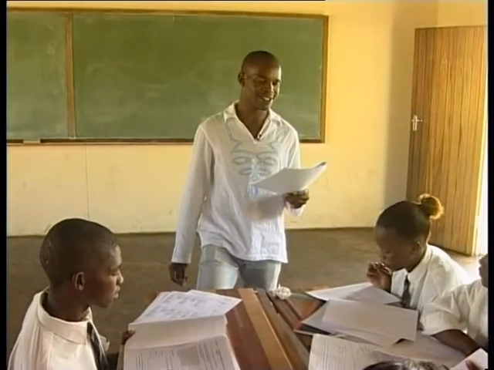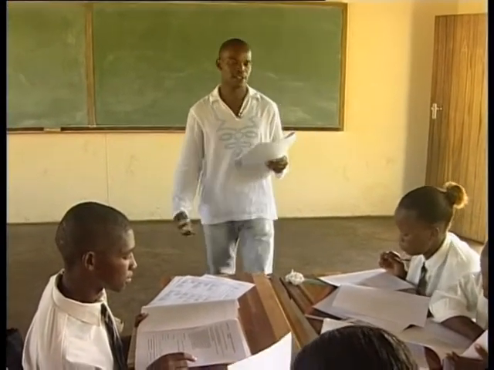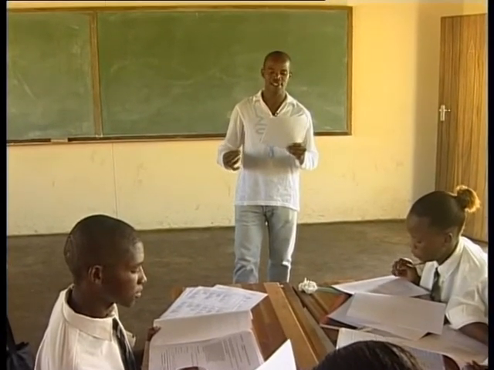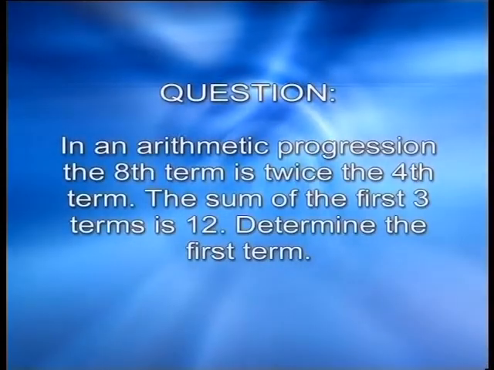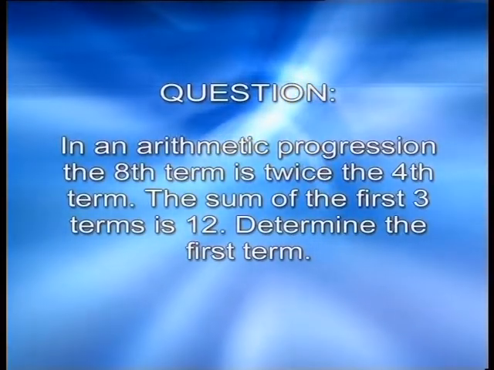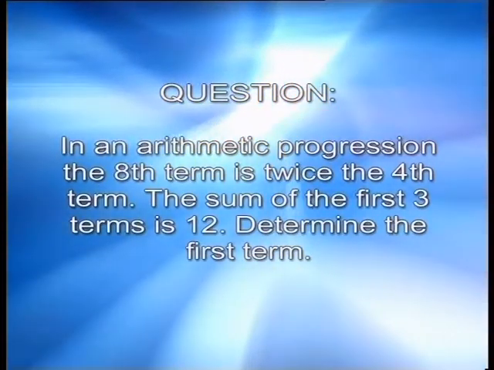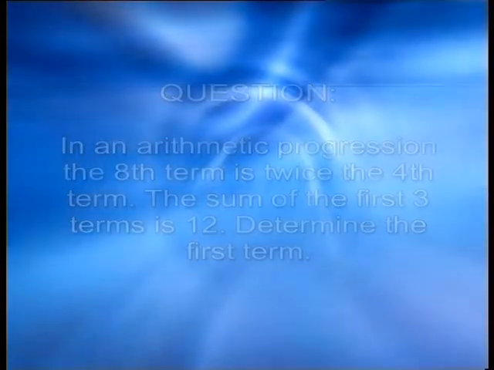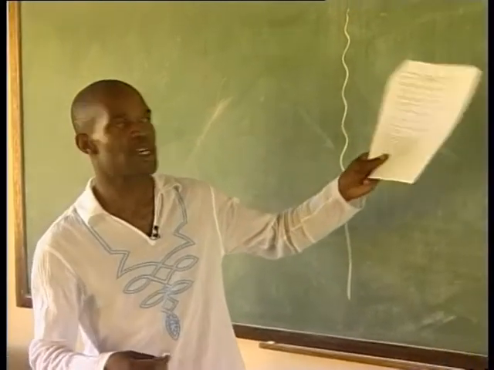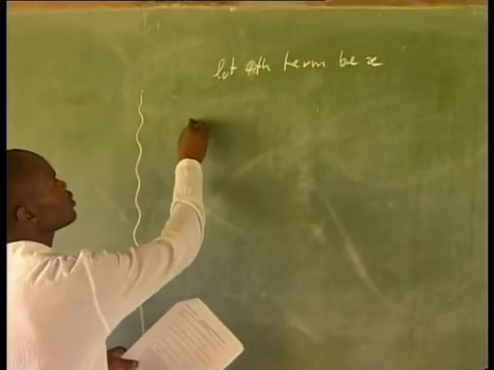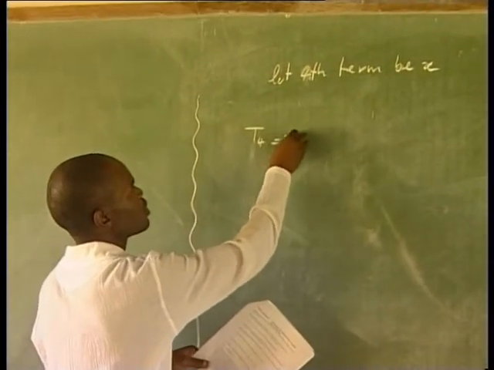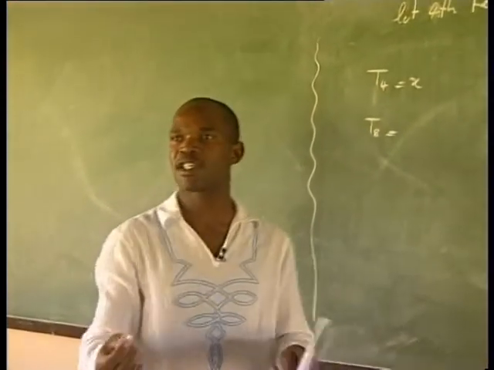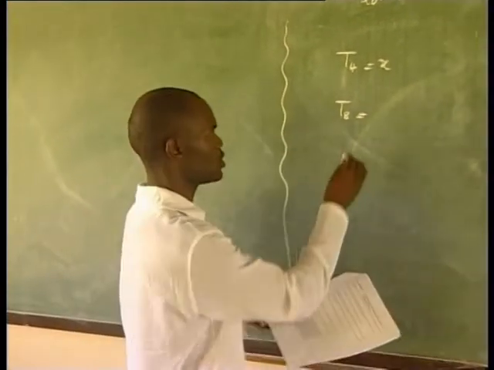In arithmetic, the class now focuses on strategies for dealing with exam questions. One example is, in an arithmetic progression, the 8th term is twice the 4th term. The sum of the first 3 terms is 12. Determine the first term. Let the 4th term be x, so it means your T4. The learners need to use the appropriate arithmetic formulas to solve the problem. The teacher should focus on how to solve each part of the question.